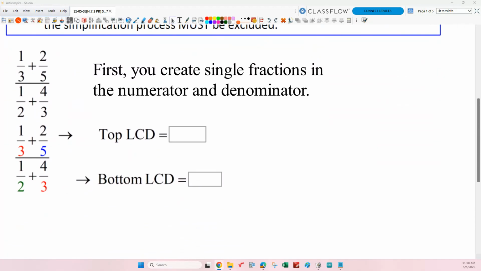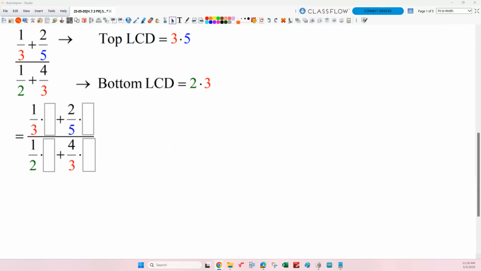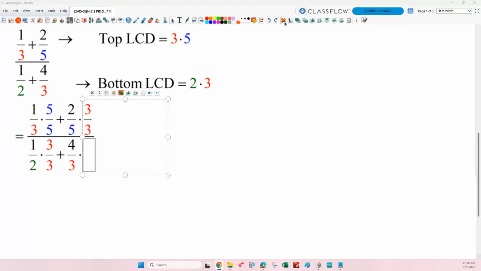What's the LCD of the top fraction? 15. So 3 and 5. What about the bottom? 6. 2 and 3. Okay. What do we need to multiply 1/3 by? 5 over 5. What about the next one? 3 over 3. Okay. What about this one? 3 over 3. What about this one? 2 over 2. Okay. So, what was my denominator up top?